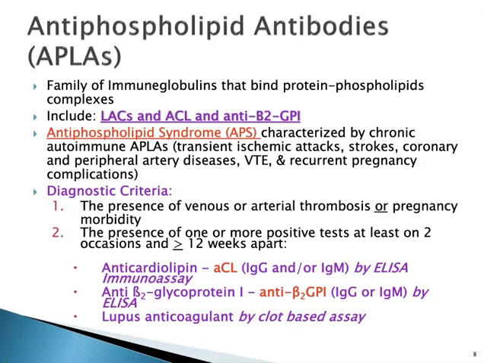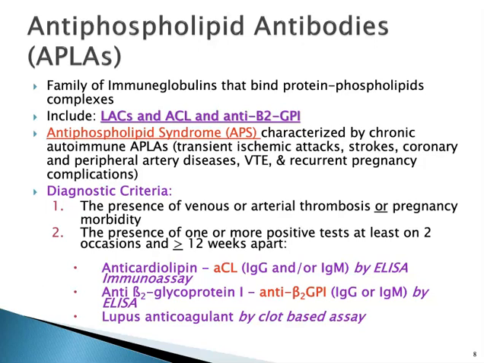Antiphospholipid syndrome is characterized by chronic autoimmune antiphospholipid antibodies. So it is defined by the patient having transient ischemic attacks or strokes or coronary and peripheral artery diseases, VTEs, and or recurrent pregnancy complications. Clinicians suspect antiphospholipid syndrome in a situation in which there is unexplained venous or arterial thrombosis or thrombocytopenia and or recurrent fetal loss.